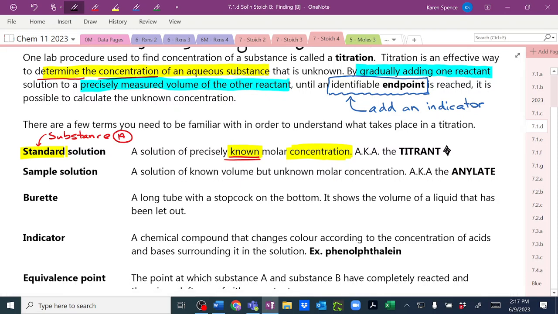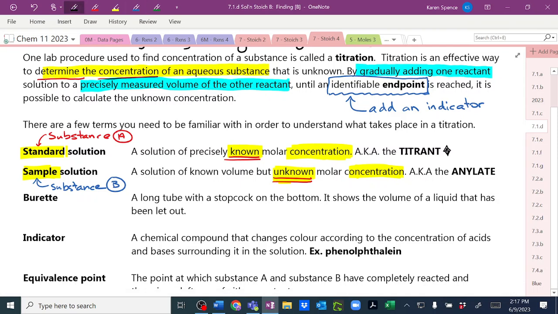Okay. The other thing is going to be our sample, and that's the one where we do not know the concentration. It is an unknown concentration. And so that would be substance B.